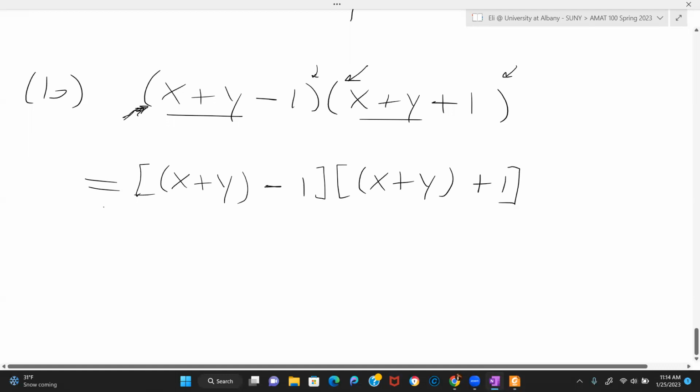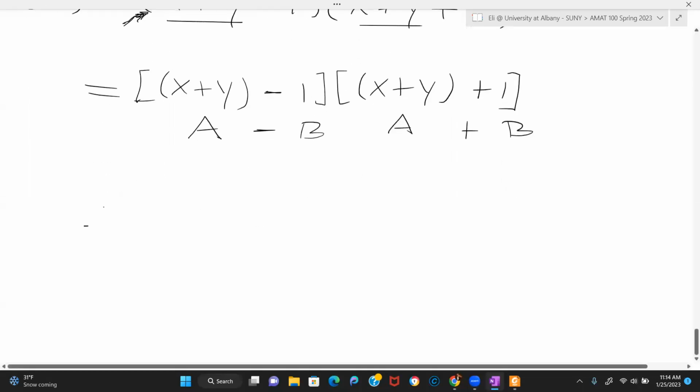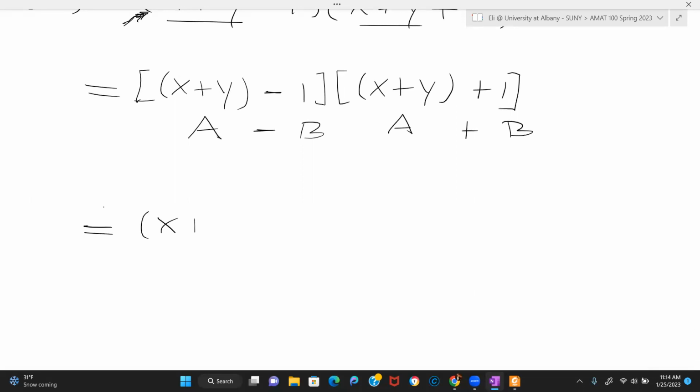And now we can see that, yes, this is going to be the difference of two squares, right? So this is A, this is B. So it's A minus B, A plus B, right? We have the right form. And so again, according to that difference of two squares formula, I square the A. So I'm squaring X plus Y. And then I subtract 1 squared.